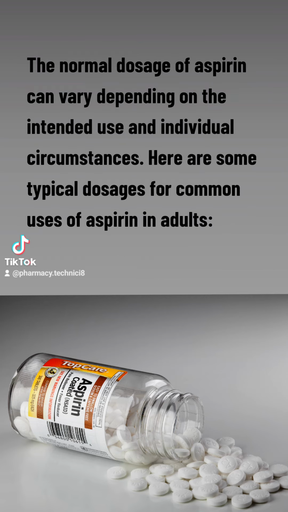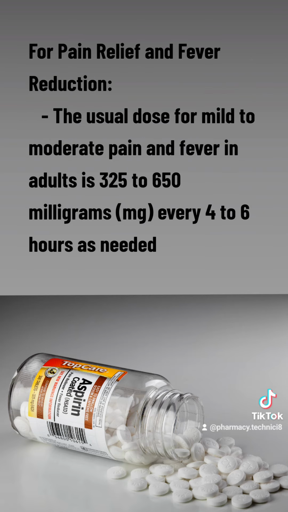The normal dosage of aspirin can vary depending on the intended use and individual circumstances. Here are some typical dosages for common uses of aspirin in adults. For pain relief and fever reduction, the usual dose for mild to moderate pain and fever in adults is 325 to 650 milligrams every 4 to 6 hours as needed.